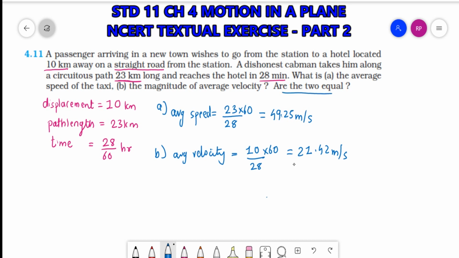The next question, are they both equal? No. Average speed and average velocity are not equal. Okay. So this was about 4.11. So just note it down.